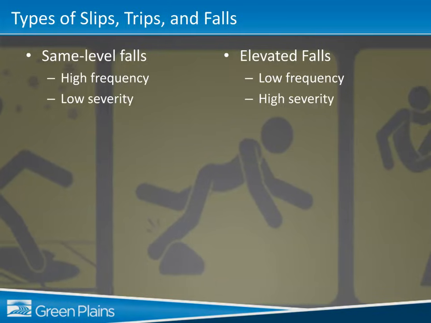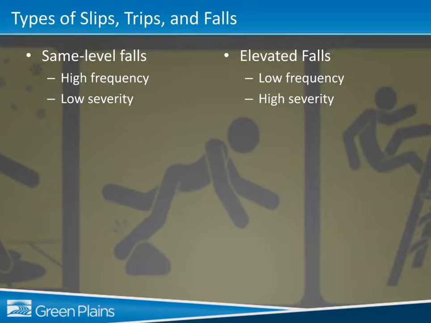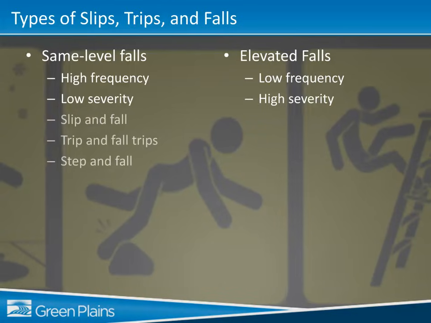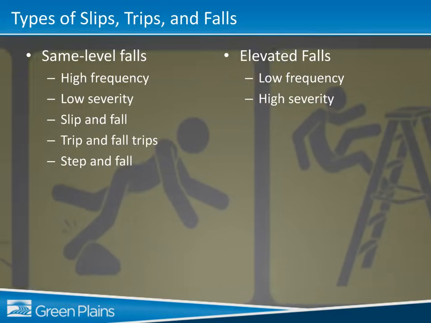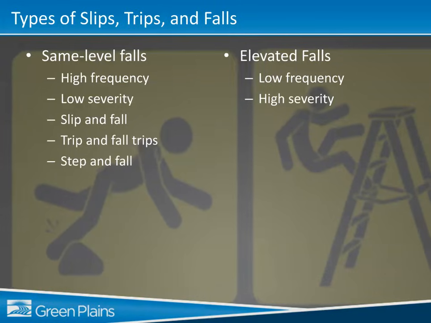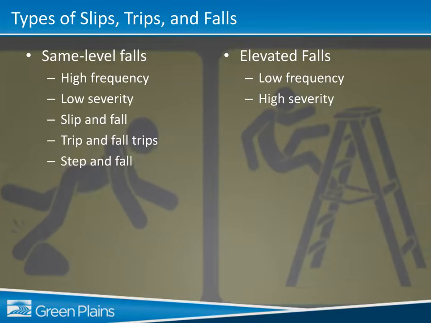Injury results when the individual hits a walking or working surface or strikes some other object during the fall. Same-level falls are generally described as slip and fall, trip and fall, and step and fall. Elevated falls are less frequent but more severe than same-level falls in the workplace.